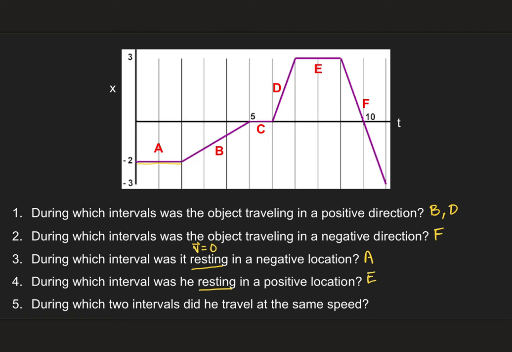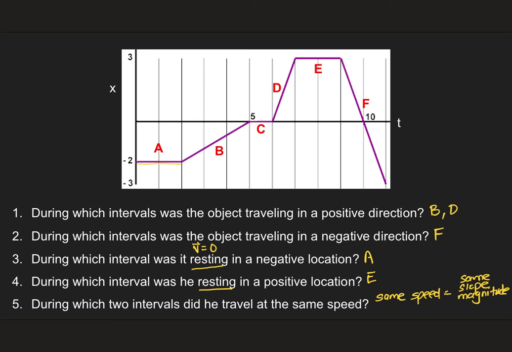And during which 2 intervals did this object travel at the same speed? Now, how in the world would I know if he's traveling at the same speed? Same speed would equal same slope magnitude. Just the number needs to be the same. The direction doesn't have to be the same.